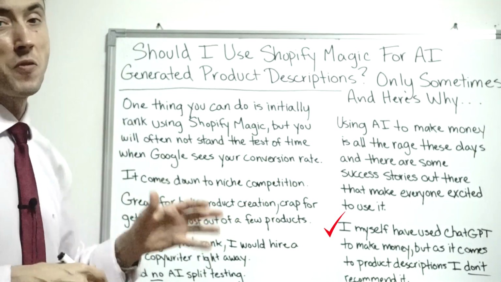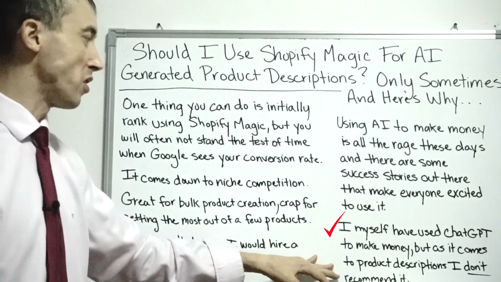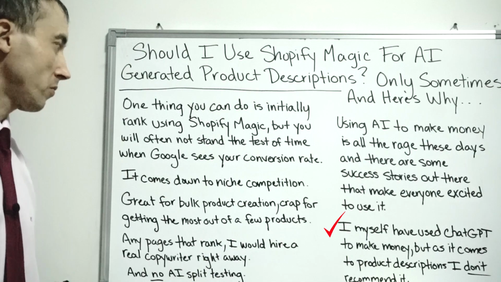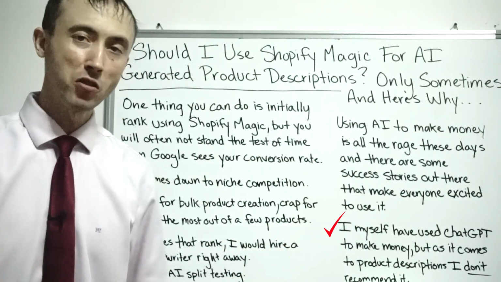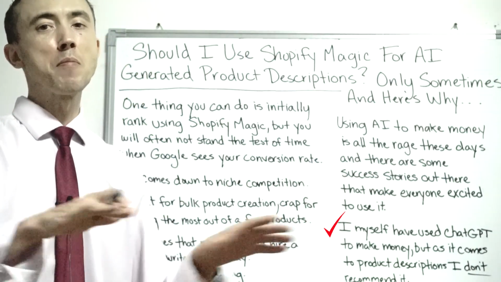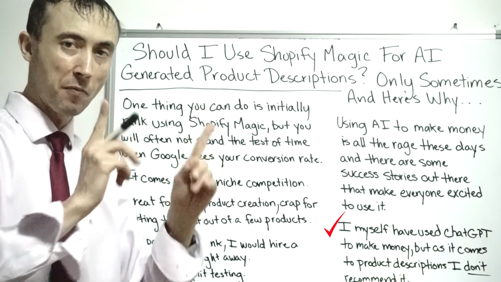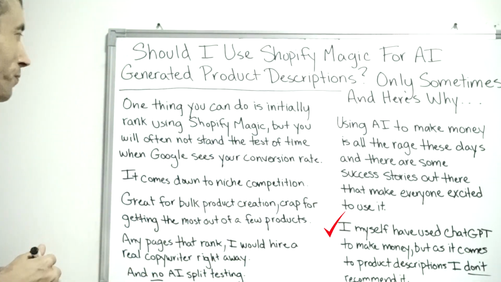Using Chat GPT to make money with on-site content generation, you have to be very careful when using it. You've got to know the key facts to actually make use of it. And specifically, to use Chat GPT for product descriptions versus blog content, I mostly don't recommend using it at all, except if you're in a few unique situations, which I'm about to cover.